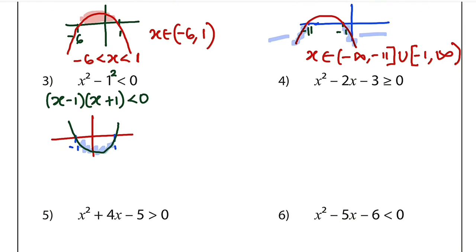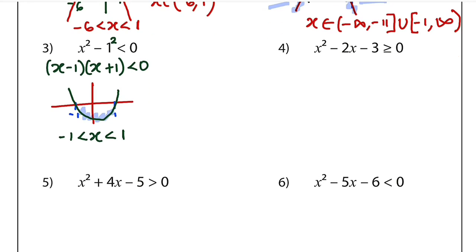We can also write it in an inequality like -1 less than x less than +1, or in an interval notation as x belongs to a set of values from -1 down to 1, excluding -1 and 1 because it is just less than, not less than or equal to. Let's move on to question number 4.